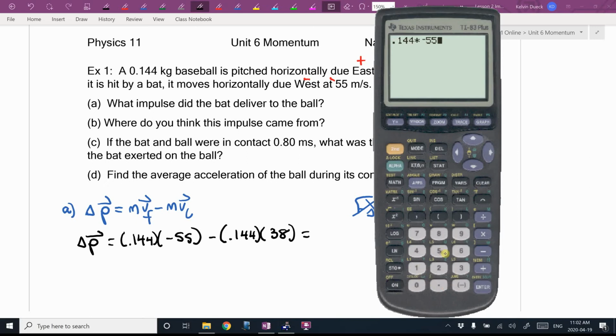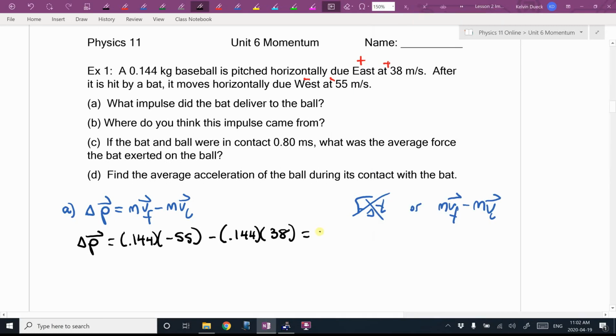0.144 times negative 55 plus 0.144 times positive 38, and I get an impulse magnitude of 2.448. I'll call that 2.45. The direction is negative, so I get negative 2.45. Impulse is measured in kilogram meters per second because it's a change in momentum. Momentum is measured in kilogram meters per second. If I wanted to give a direction, I would call this 2.45 kilogram meters per second west, due west.